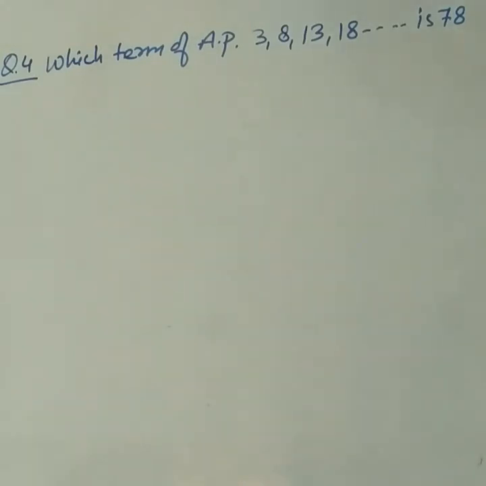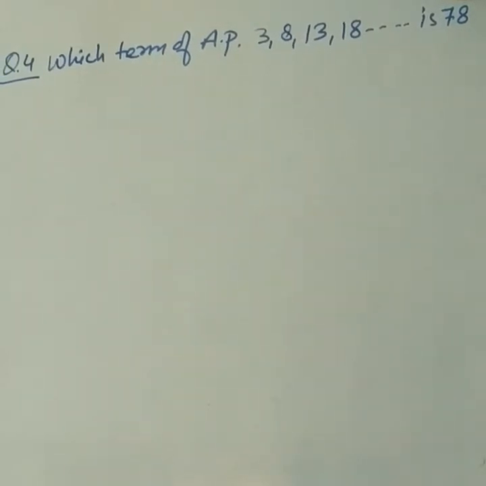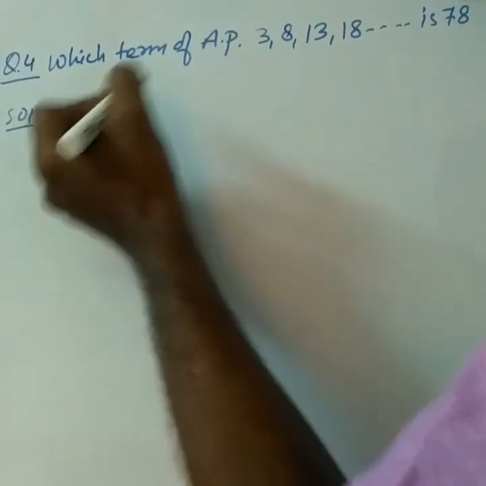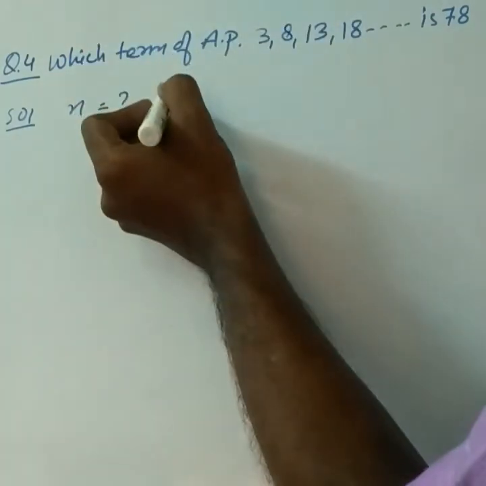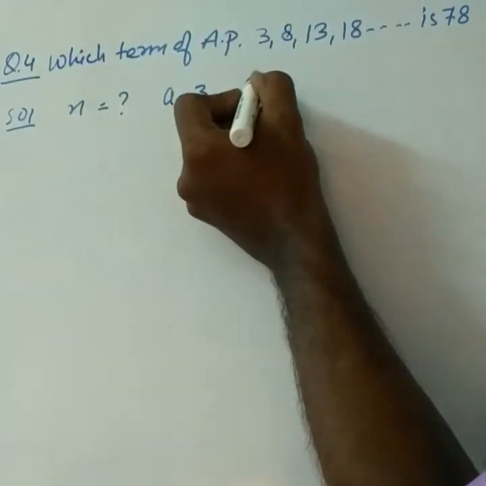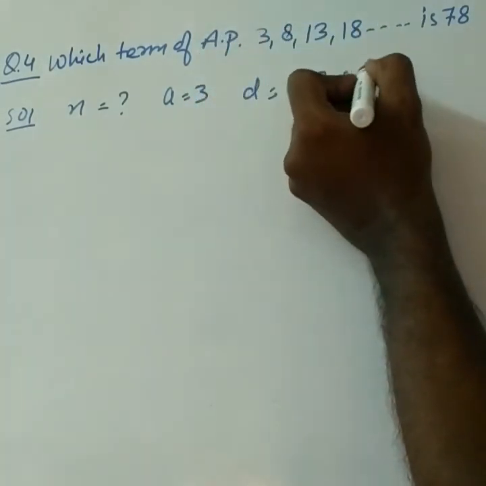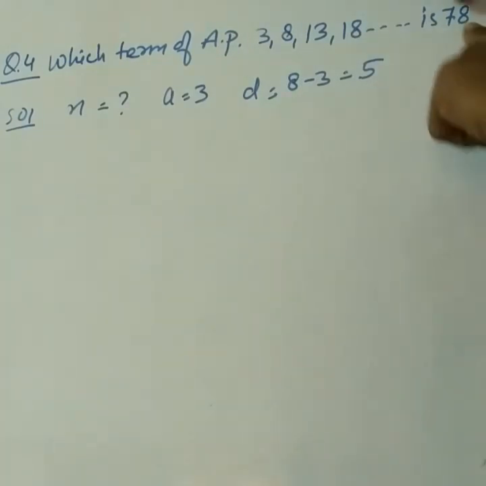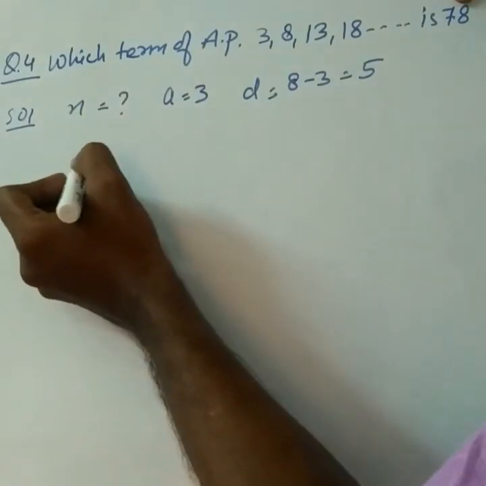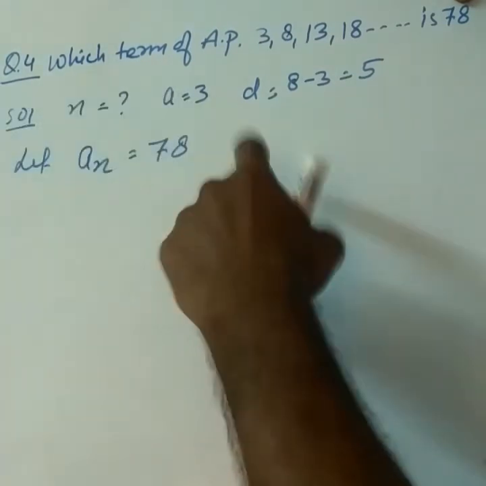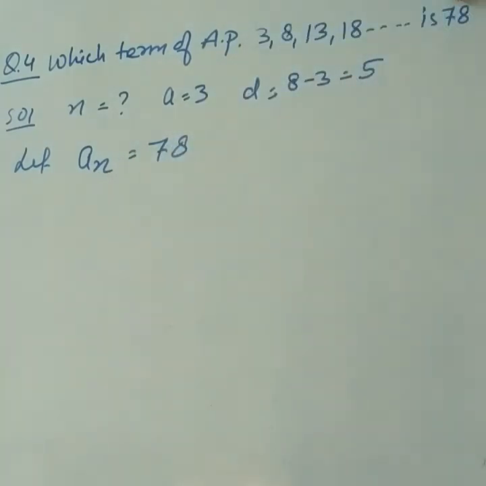Here it is given: which term of this AP is 78? Which term means we have to find out the term number. Means we have to find out n. A is given as 3. D will be equal to the second term minus the first term, that is 8 minus 3, 5. Now let this be the nth term of the AP. We are assuming that the nth term is 78.